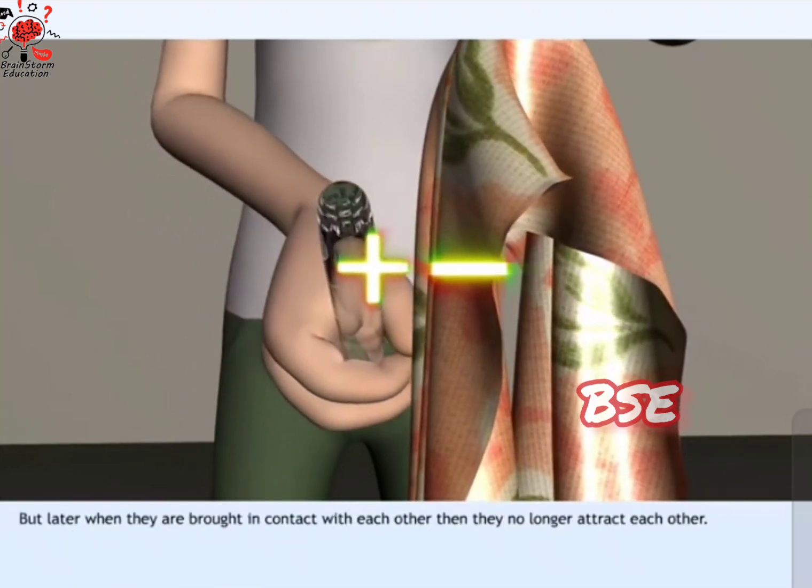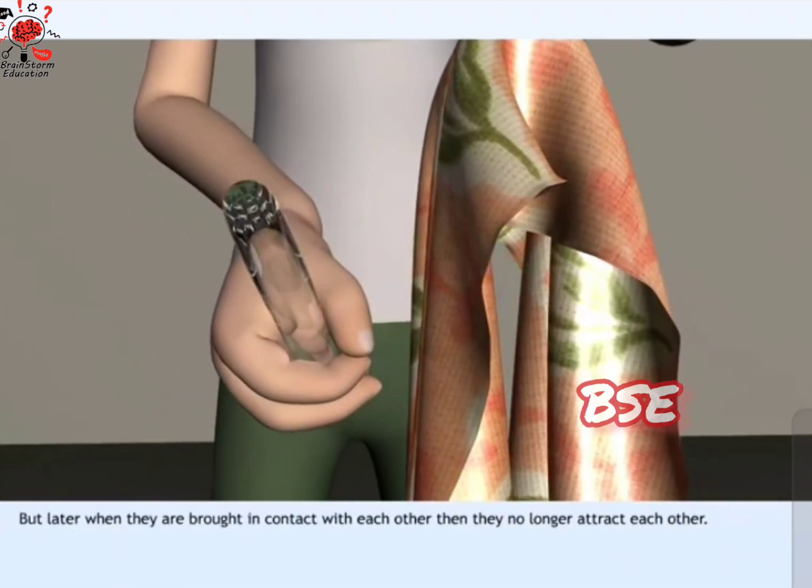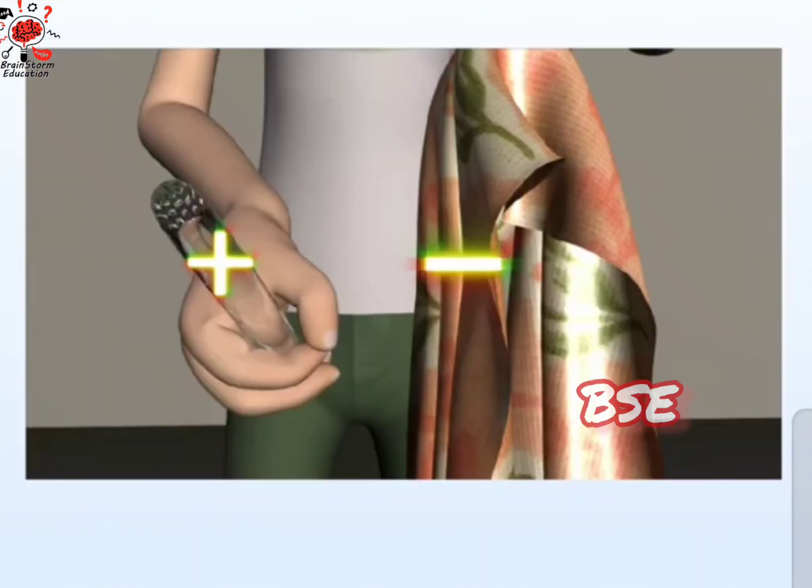But later, when they are brought in contact with each other, then they no longer attract each other. This is because every substance has a tendency to neutralize or nullify its net charge. It tends to have net zero charge. So, when they are brought close to each other, they nullify their charges.